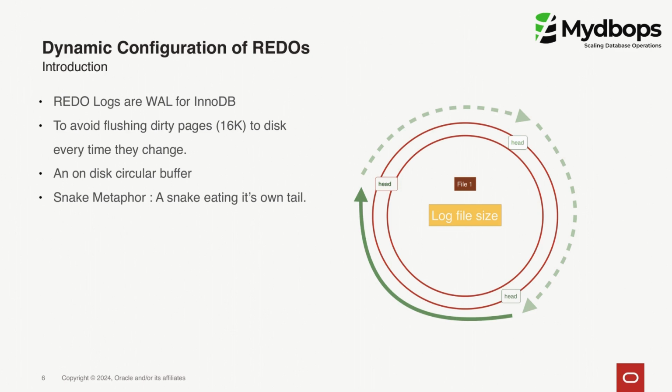In MySQL, the redo log is maintained as a circular buffer on the disk. That means it has a fixed size, and it's a circular buffer. It's kind of a snake which eats its own tail. So it keeps on overwriting the redo data which is not needed anymore.